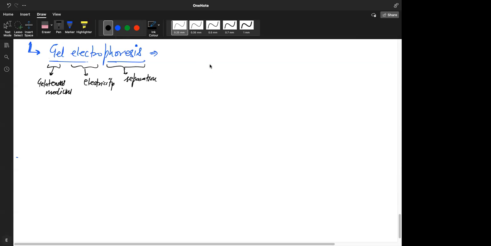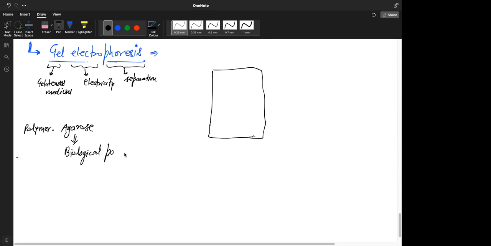Gel electrophoresis is a technique which includes a gel made up of a polymer. Anyone knows which polymer we use to make this gel? Agarose. So it is also known as agarose gel electrophoresis. Agarose is a biological polymer which is extracted from seaweeds.